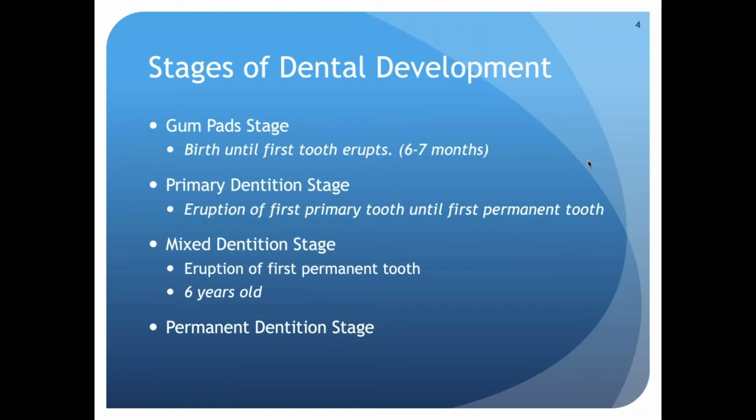Getting right into it, let's talk about stages of dental development. First, we have our gum pad stage, which occurs from birth until eruption of the first tooth, right around 6 or 7 months. That's followed by our primary dentition stage, marked by the eruption of our first primary tooth, and that continues until our first permanent tooth erupts. After that, we have our mixed dentition stage, marked by the eruption of the first permanent tooth, our 6-year molar, which is easy to remember at 6 years of age, normally. We stay in mixed dentition until we've exfoliated all of our primary teeth, and that's when we begin our permanent dentition stage.